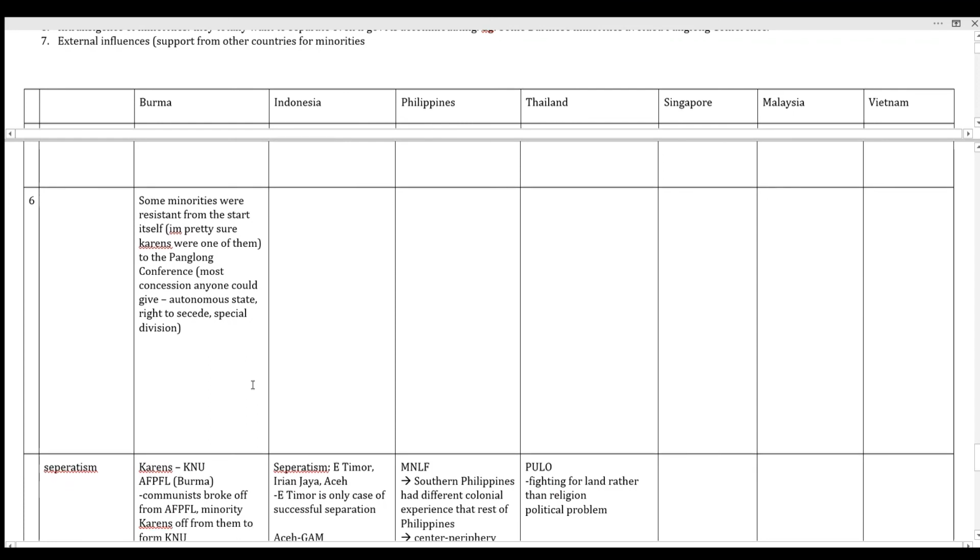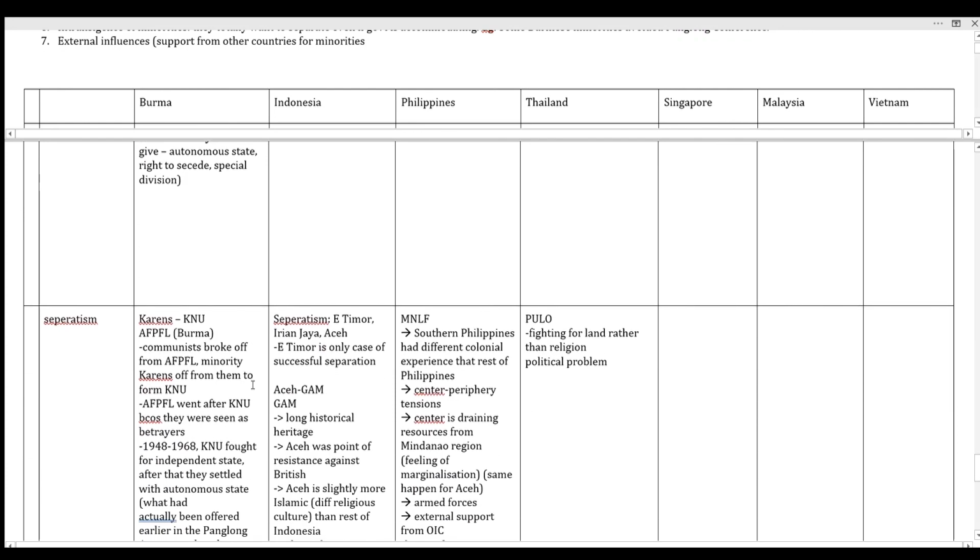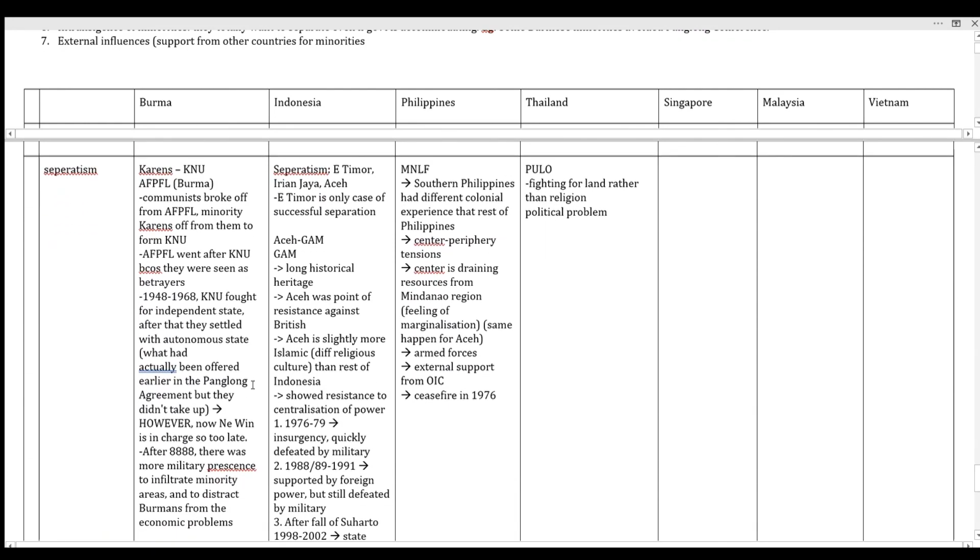So in Burma we had that Panglong conference, right? Some minorities were not very into it, especially the people who were fighting against the Burmese. Even though the conference was actually really good, like it literally gave autonomous states and stuff like that, the minorities didn't accept it, and that led to further tensions later on, and in the end they didn't get anything. Oh well.